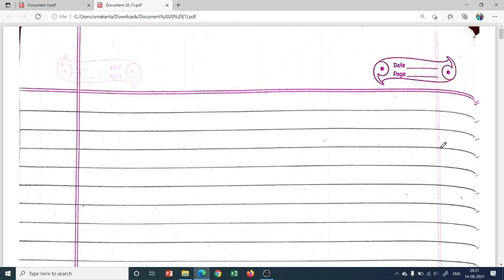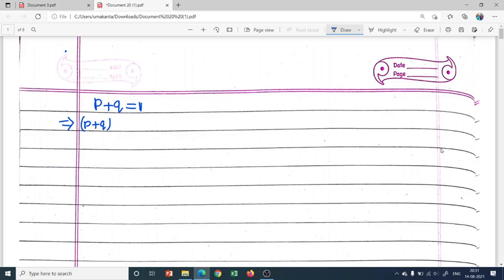In the Hardy-Weinberg principle, it is p plus q is equal to 1, and another is (p plus q) square is equal to 1, that is p square plus 2pq plus q square is equal to 1, where p and q are allelic frequencies. P is the allelic frequency of dominant A.